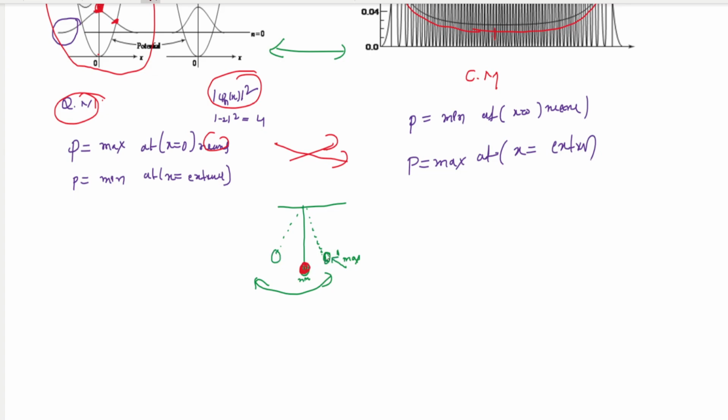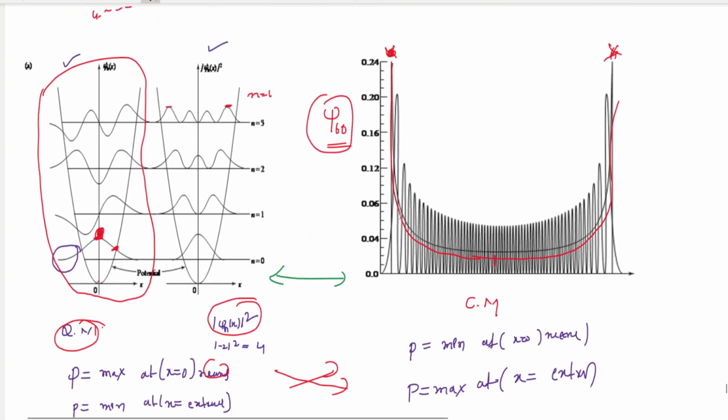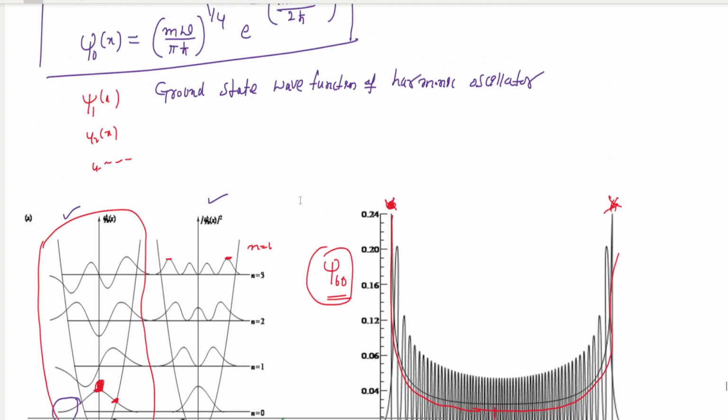So the probability of catching this mass at the extreme position is maximum, because for a few seconds it will stop here, then return back to continue oscillating. Here we get maximum probability, here we get minimum probability. That is exactly the case we are observing here. This is how the connection between quantum mechanics and classical mechanics happens. So this is all about the harmonic oscillator problem.